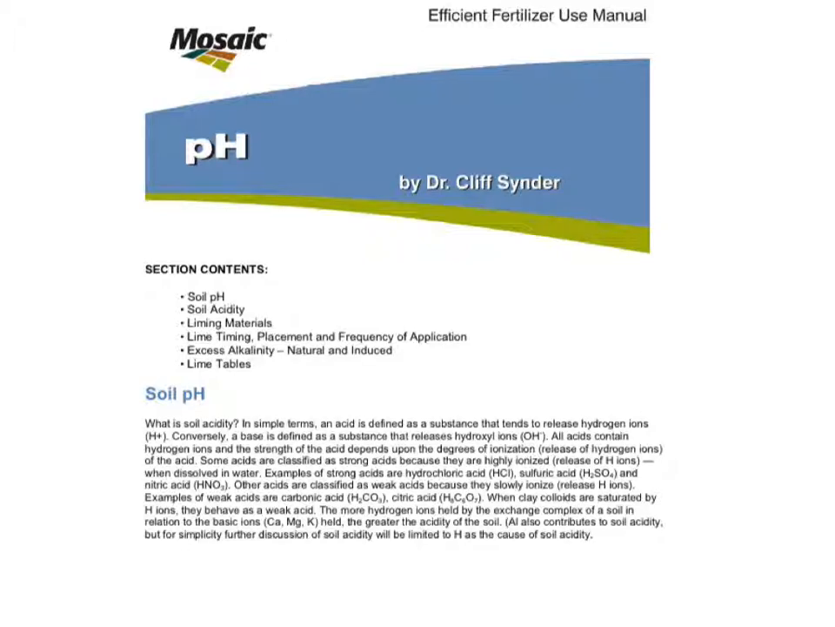It talks about soil pH here, which is one of the first things they discuss, okay? In order to understand what pH is, you have to understand what acidity is. And what I really love is the definition here. So it says, and I'm going to read along, what is soil acidity? In simple terms, an acid is defined as a substance that tends to release hydrogen ions. So, a substance that tends to release hydrogen ions.